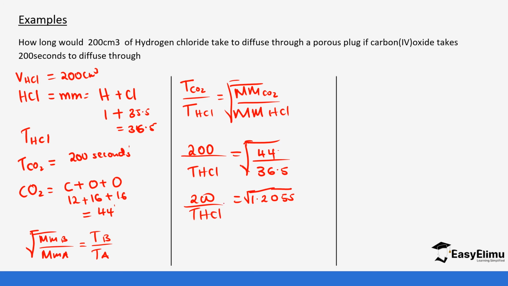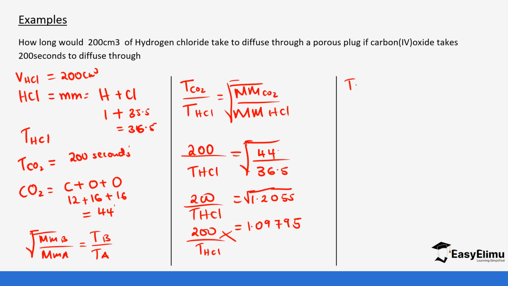So we can decide to do this square root, or we can remove the square root sign. Either way, we are still going to get the same answer. If we do the square root of 1.2055, you get 1.09795, which is equal to 200 over time of HCl. So we can cross multiply so that we can be left with the time of HCl.